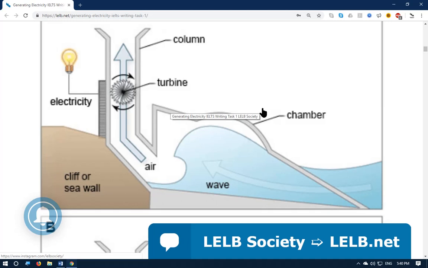you see that in this structure there is a chamber that has been artificially created next to the seashore, as a matter of fact, on the seashore, and this is the cliff or seawall. And inside this chamber, the wave power just hits or strikes against this structure or cylinder or column, and this creates some sort of airflow, and that airflow just turns or rotates the turbine blades.